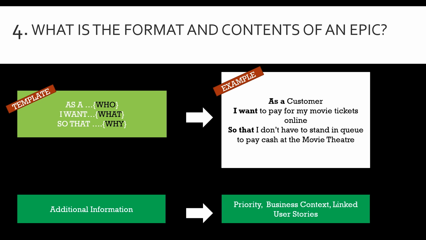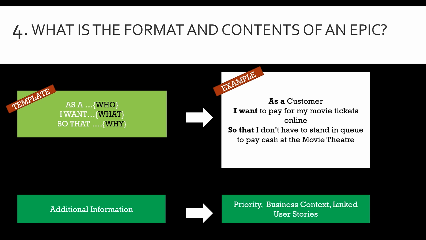If you look at an example: as a customer, I want to pay for my movie tickets online so that I don't have to stand in a queue to pay cash at the movie theater. This is a customer convenience requirement where we are talking about the ability for the customer to pay online for the movie tickets which they have booked.